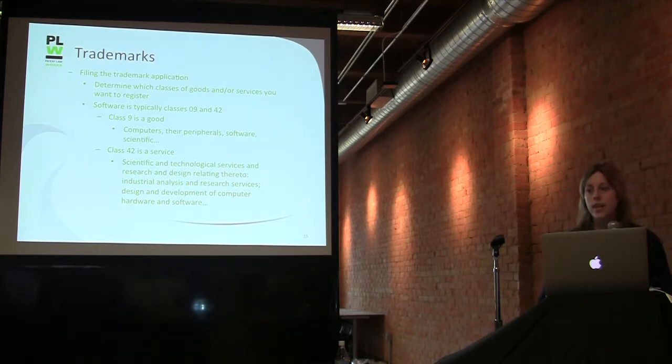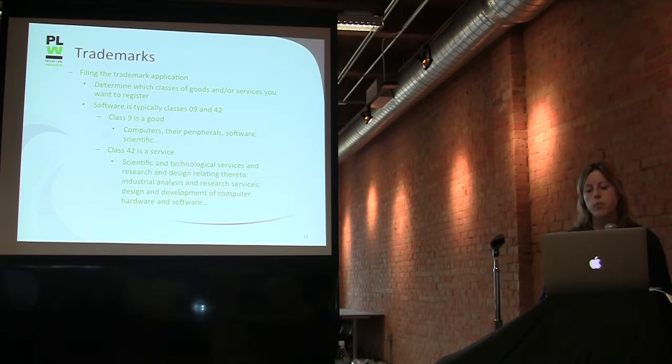Then depending, hey, where does software as a service fall? So you have a software product, but you sell it as a service. It's a pretty common business model these days. Oh, you're talking about SaaS. Yeah, that would be better for 42, definitely, because with 9, if you weren't actually having people download your software, you couldn't prove use in commerce for that class. And so 42 would be perfect for that.